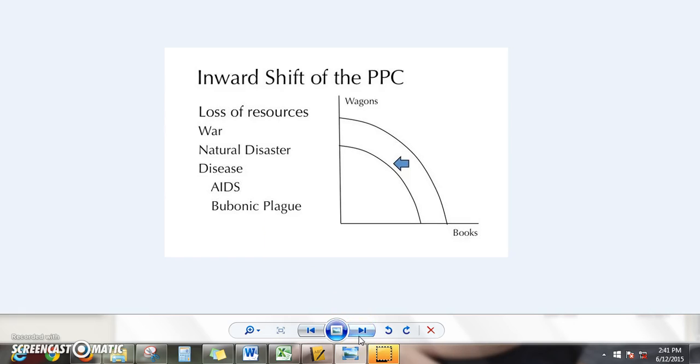A shift inward from the PPC is, again, pretty much the opposite. Loss of resources, a natural disaster that causes you to lose a lot of those resources, war, or some kind of a disease. Those are shifts. So that's a full shift over of the line.